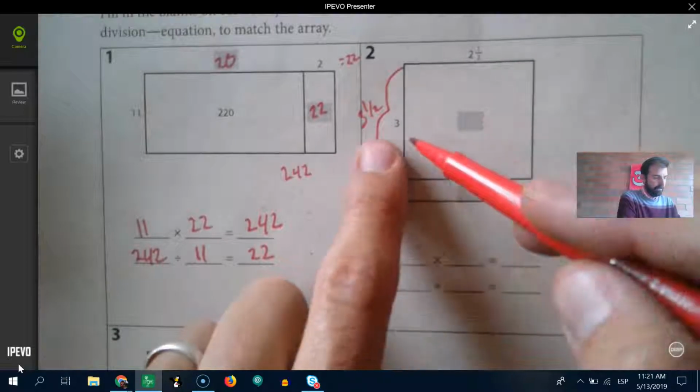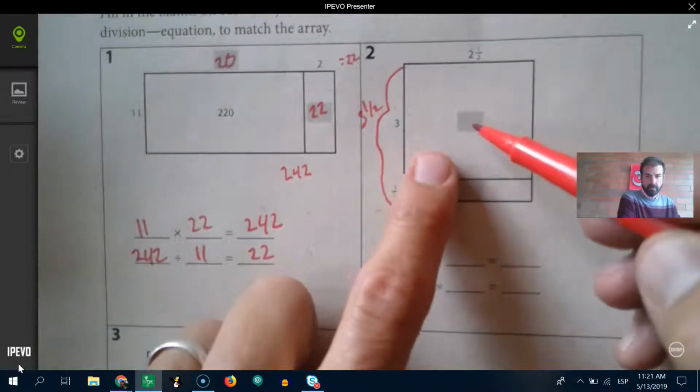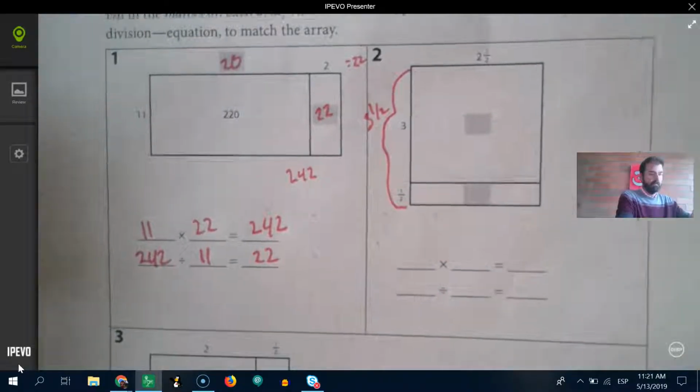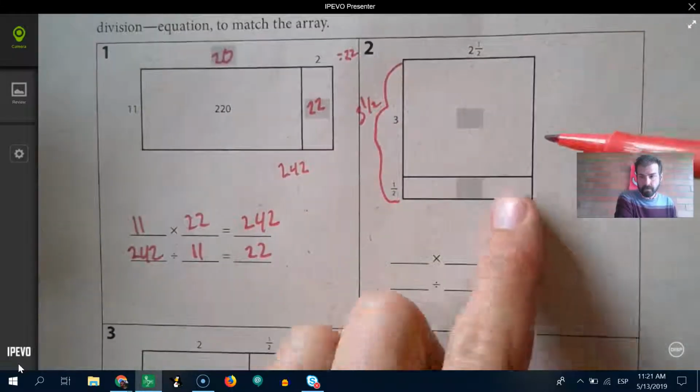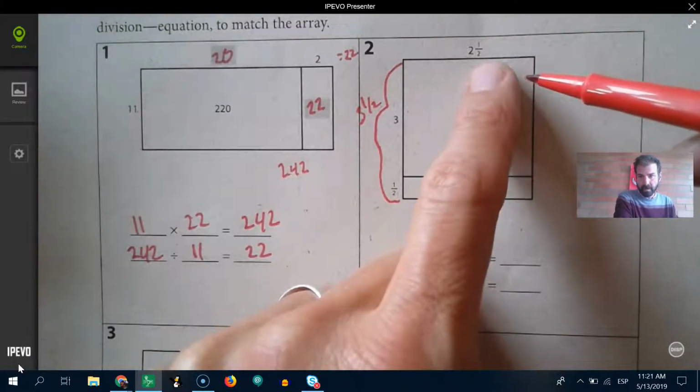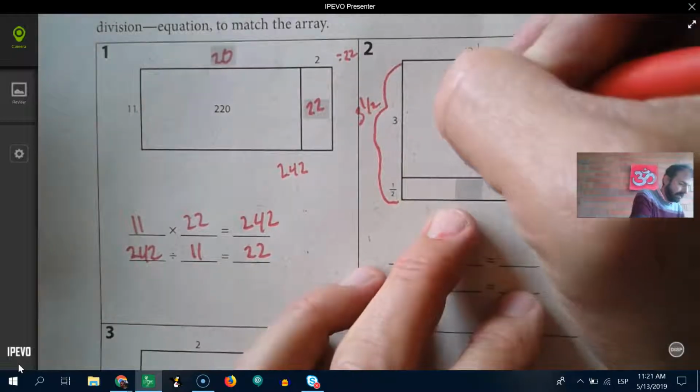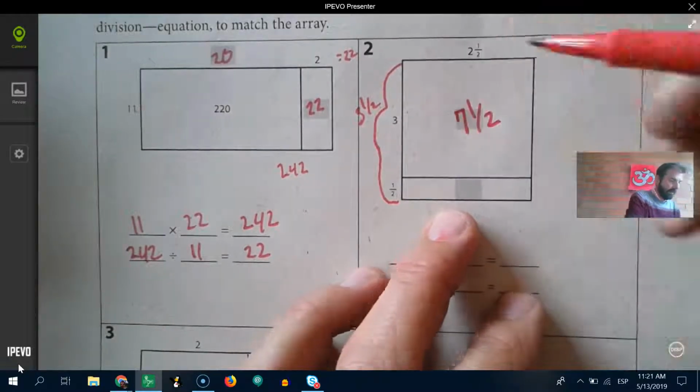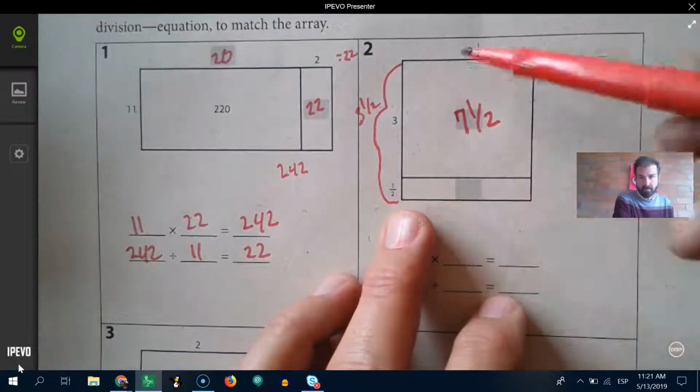Now, this is 3 by 2.5, this area here. So 3 sets of 2.5. 3 sets of 2 is 6. 3 sets of a half is 1.5. 6 plus 1.5 is 7.5.